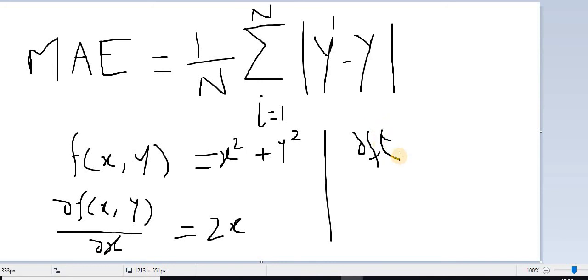when we differentiate with respect to y, what will happen is dou f by dou y, right? See here also you need to write x comma y. I didn't write it here. I am writing it x comma y, because it depends on two variables. Then it would be 2y.